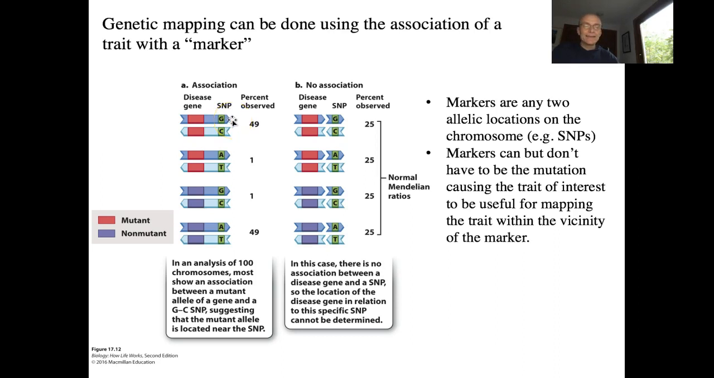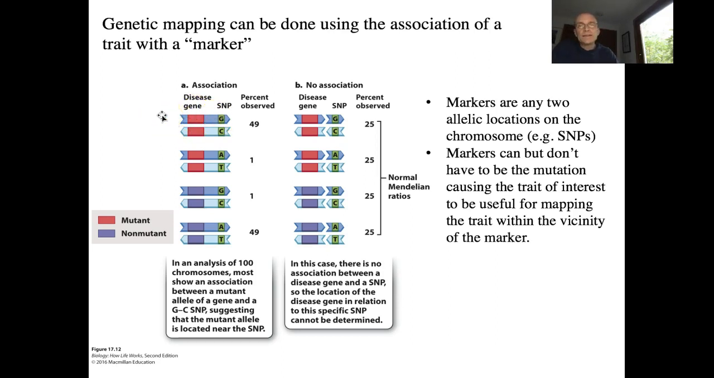If you're looking at a particular trait, let's say a disease trait, and you would like to know where this trait is located on the chromosome, you can't really do the types of experiments that Morgan did. But what you can do is pedigree analysis. Now, pedigree analysis requires quite a bit of information from quite a few people.